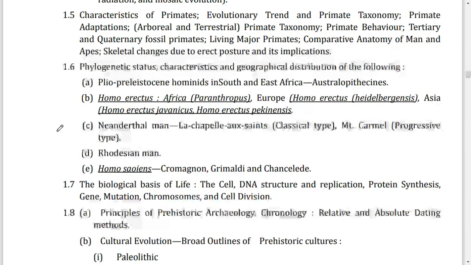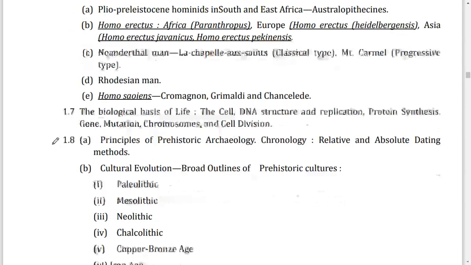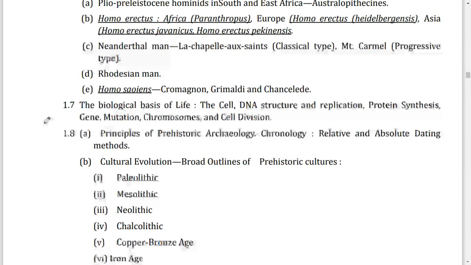C. Neanderthal man: La Chapelle-aux-Saints, classical type, Mount Carmel, progressive type. D. Rhodesian man. E. Homo sapiens: Cro-Magnon, Grimaldi, and Chancelade. 1.7 The biological basis of life: the cell, DNA structure and replication, protein synthesis, gene mutation, chromosomes, and cell division.